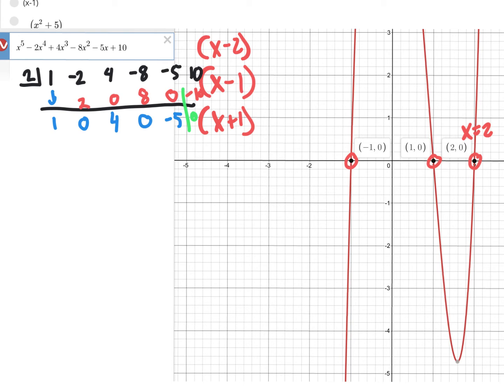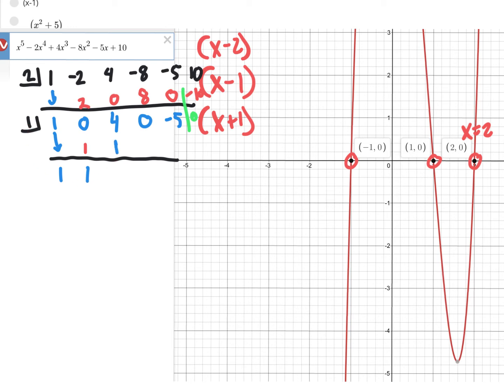So I'm just going to write the box and the next answer, 1, right there, and I am going to do synthetic substitution once again. As I go down, I combine. 1 plus nothing is 1. As I go up, I multiply. 1 times 1 is 1. As I go down, I combine. 0 and 1 is 1. As I go up, I multiply. 1 times 1 is 1.